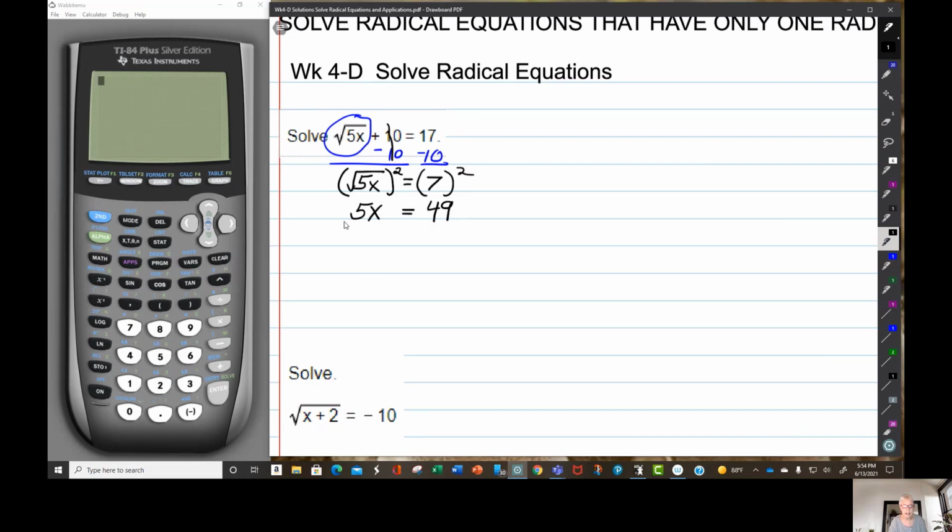Now to solve for x, all I have to do is divide by 5 and divide by 5. And we're done. The answer is x equals 49 over 5. And put it in a little blue box. Piece of cake, right? Well, let's check this out a little more closely.